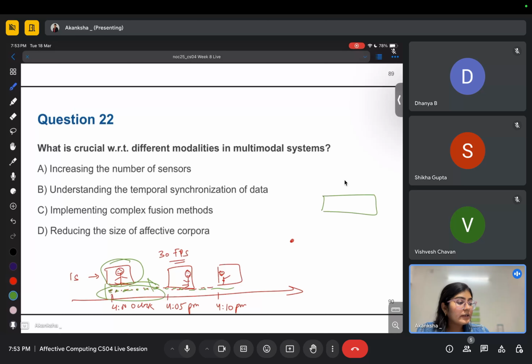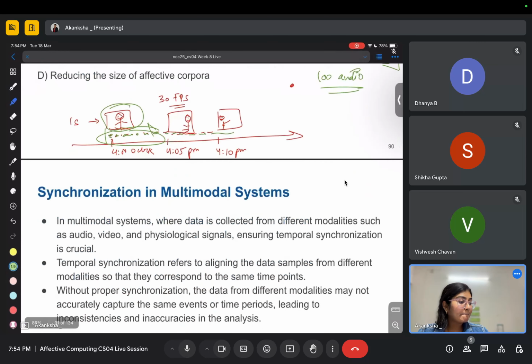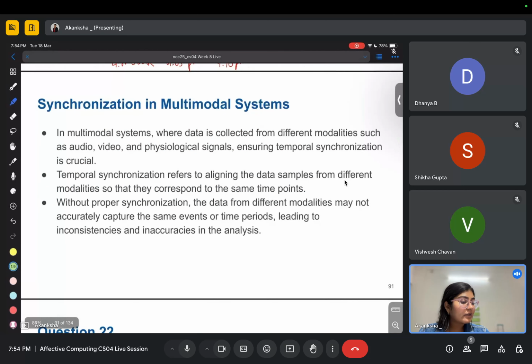Here I showed you the timestamp, but initially, let's say we only have 10 video frames and 100 audio points. So how will you combine this? You cannot just divide by 10 or do something like that. Some technique would be required to handle the temporal synchronization part, okay?